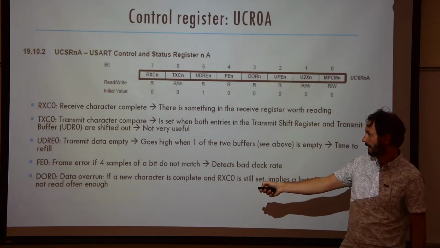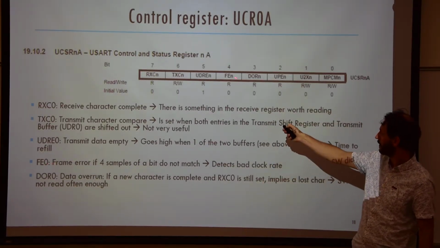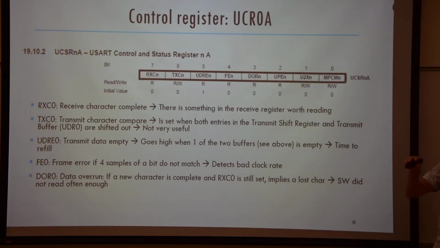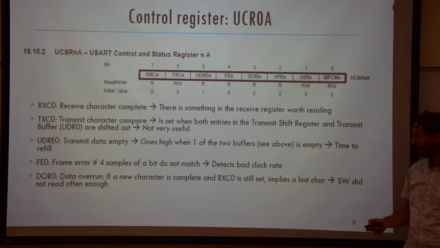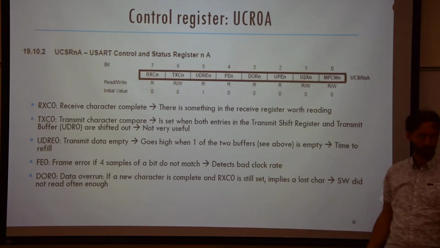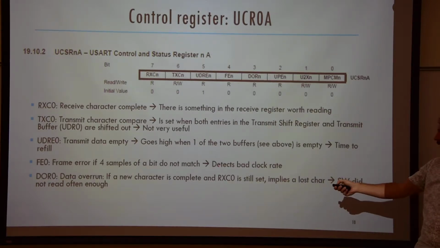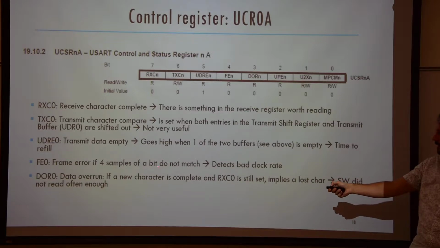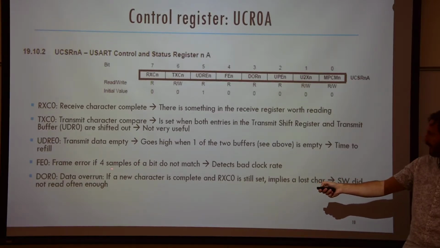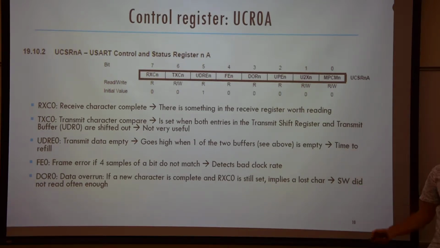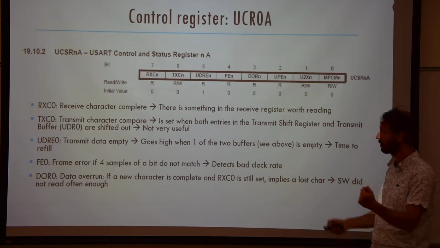Then there are some other positions. For example, this one: suppose your baud rates were not synchronized properly between the laptop and your MCU, then those 4 samples that you have per bit will likely not start matching. You will detect an error, and that error is coded up in this particular position. FE0 again is a keyword, right? It's equal to the constant 4.